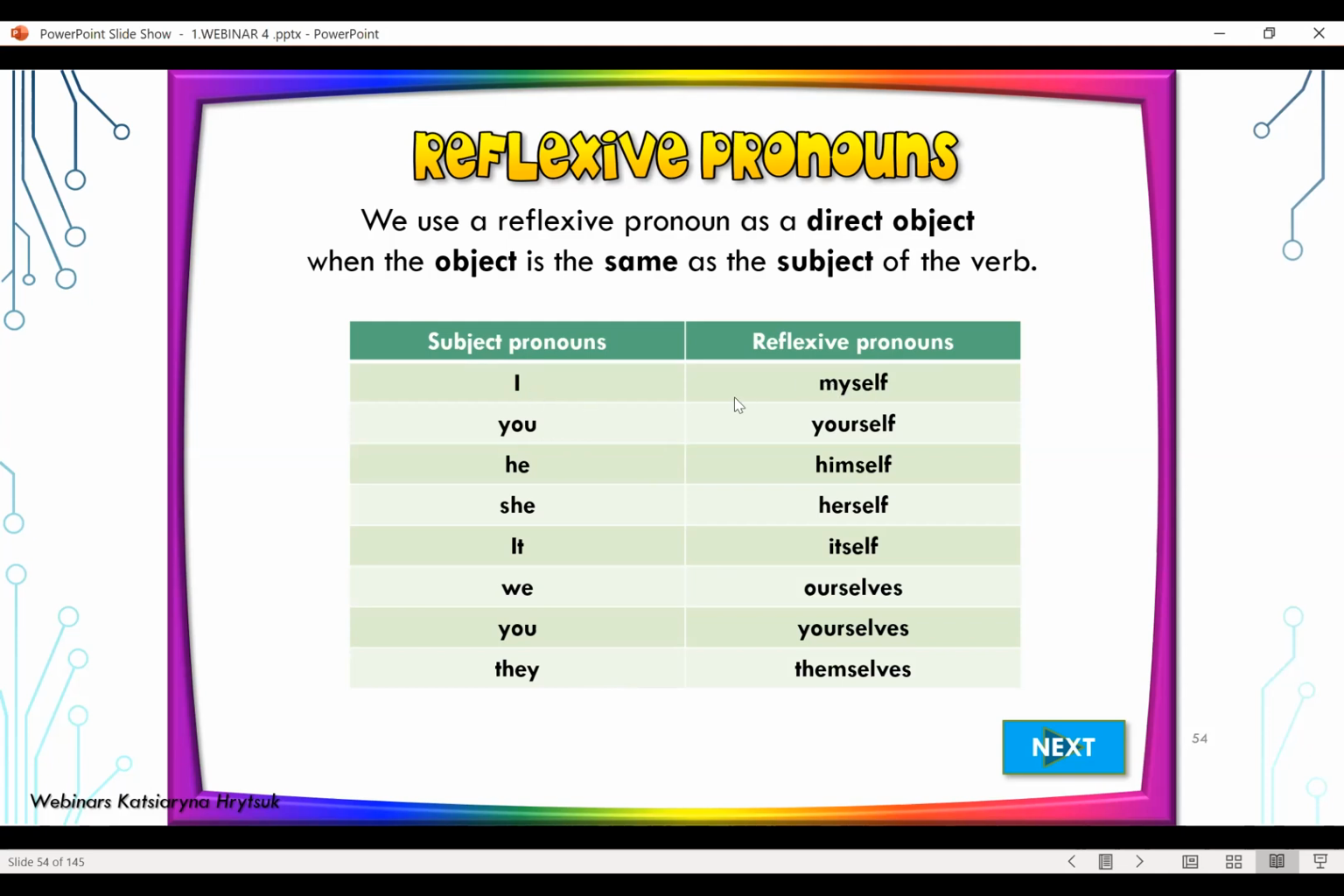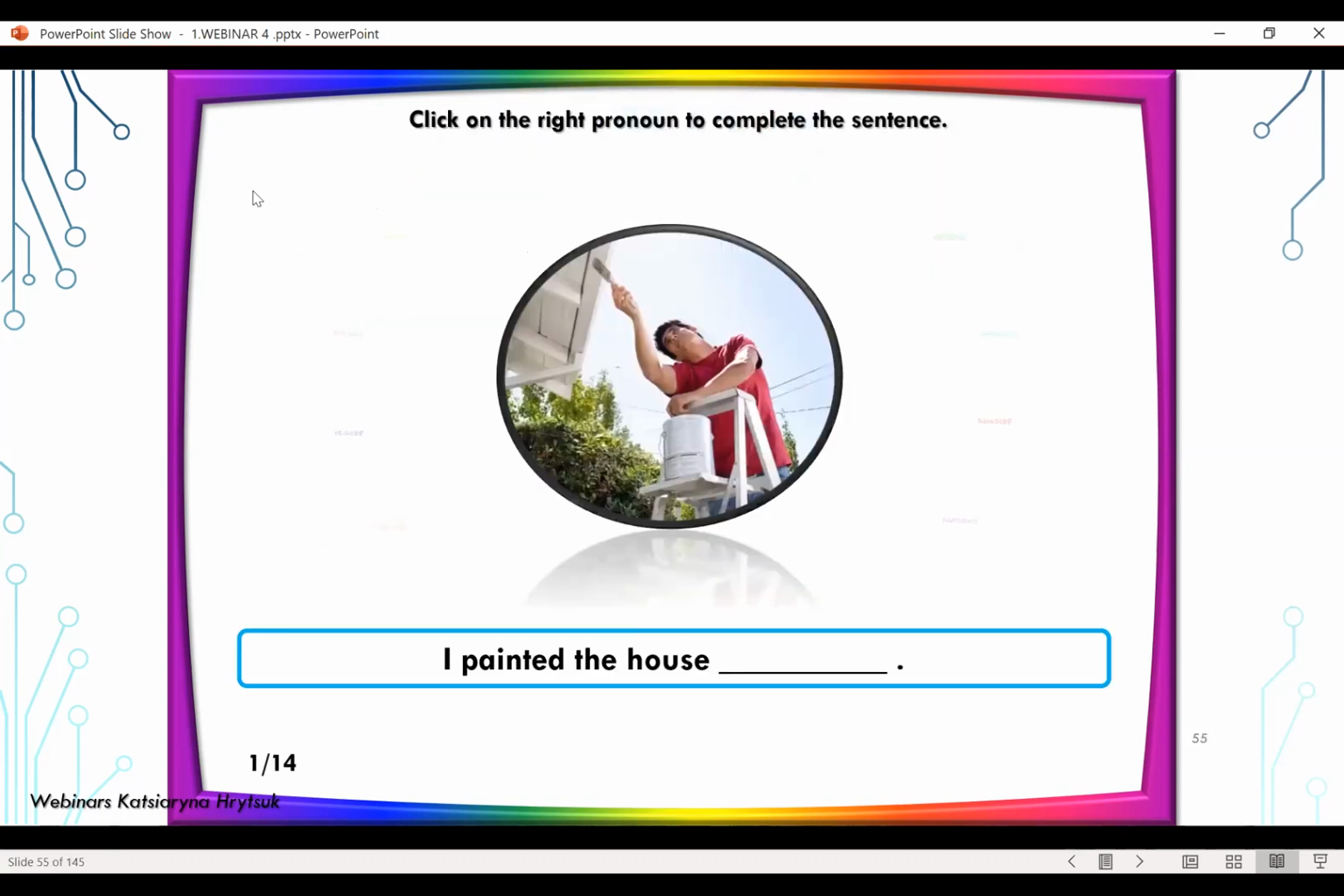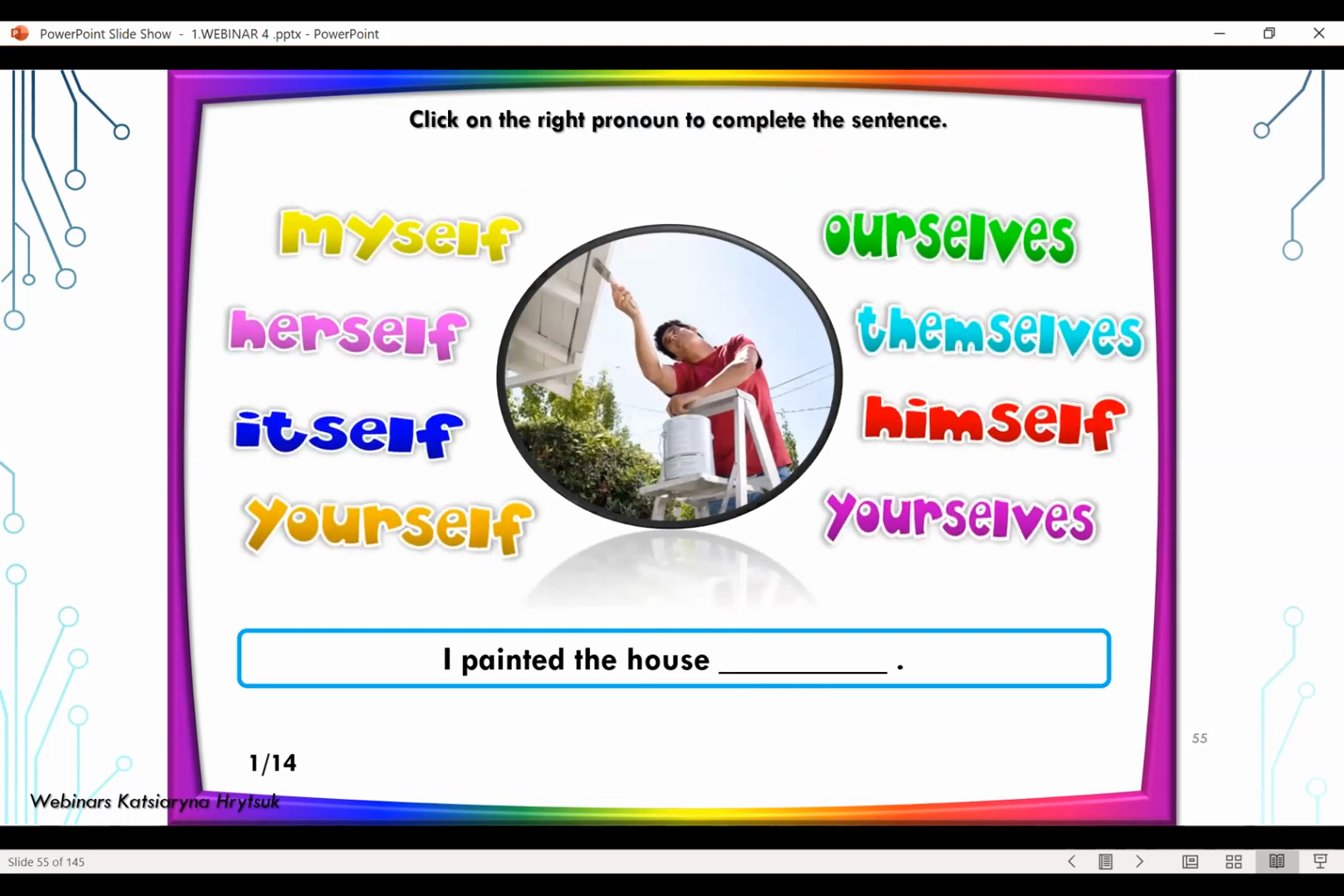I changes to myself, you, yourself, he, himself, she, herself, it, itself. Now be careful. If we talk about plurals, they always end with -selves: ourselves, not ourself. You, yourselves. So here you can be yourselves. Here you can be yourself. And they always, not themself, please, themselves. This is important. I'm going to show you and explain it exactly in this sentence.